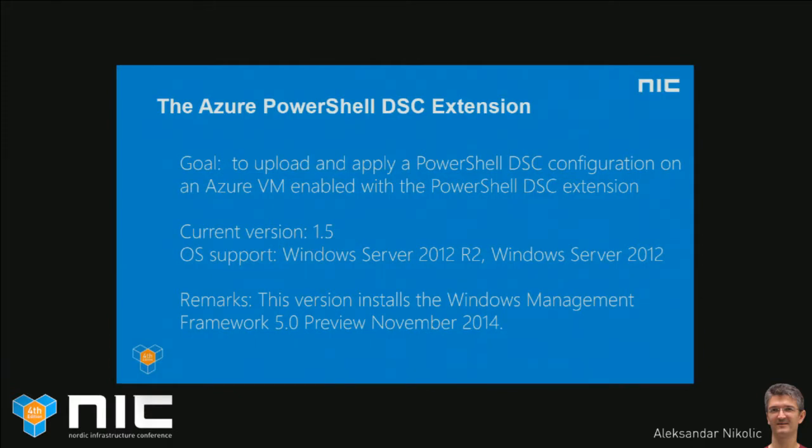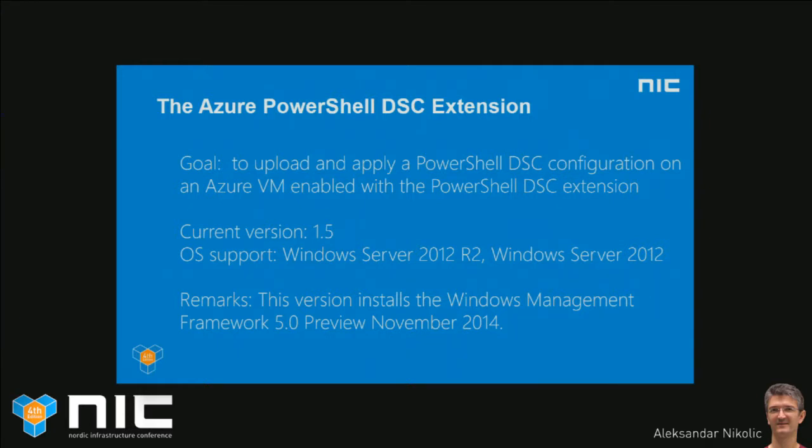The best way to work with DSC in Azure VMs is really to use the Azure PowerShell DSC extension. You've seen in a previous demo that we didn't configure just an Azure VM. We configured also some of the Azure resources. The Azure PowerShell DSC extension is created to work only with Azure VMs. Okay? We will not configure any other Azure resource with that. What's the goal of this? To upload and apply a PowerShell DSC configuration on an Azure VM that's enabled with the PowerShell DSC extension.